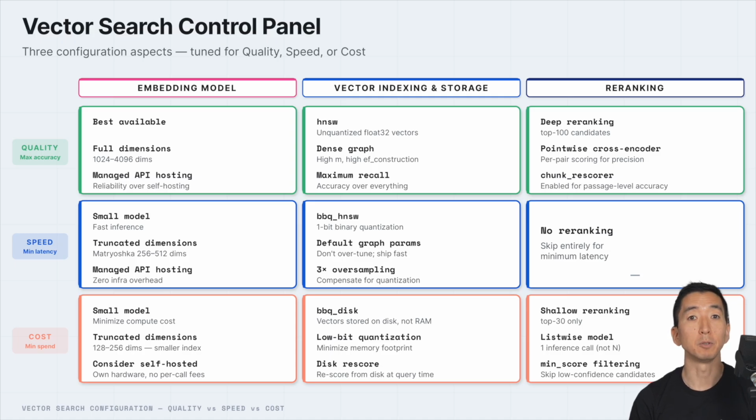The RAM difference between these, 5 gigabytes versus less than a gigabyte versus about 100 megabytes per million vectors, comes from the combination of dimension choice, quantization, and whether the graph lives in memory. All 3 are correct, but none of them would work well for the other 2.